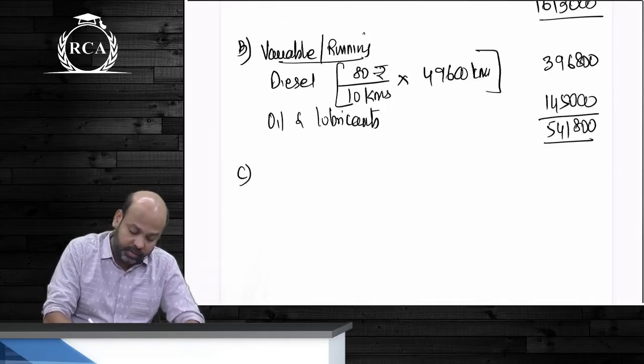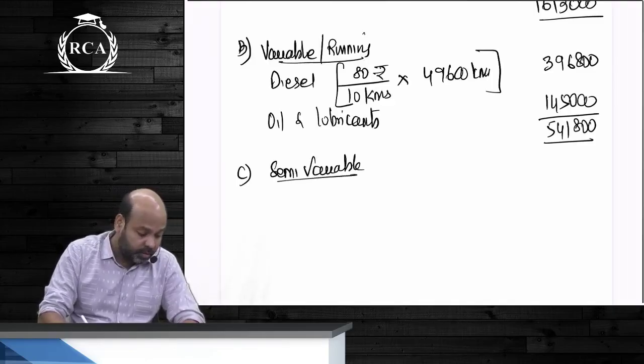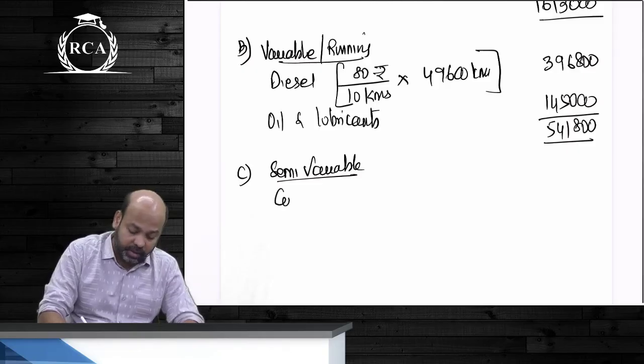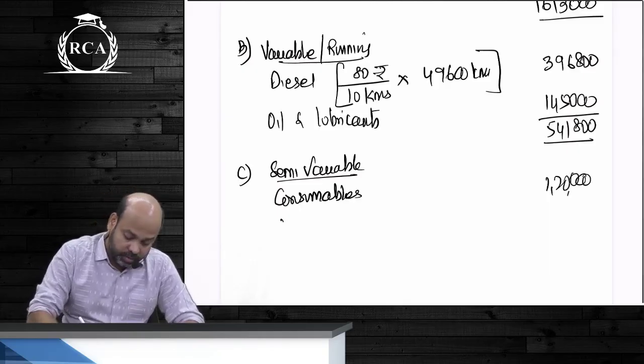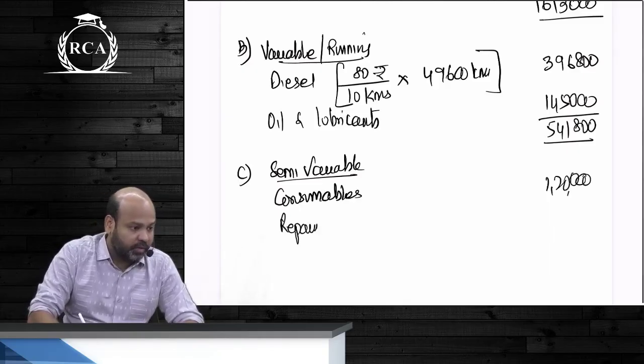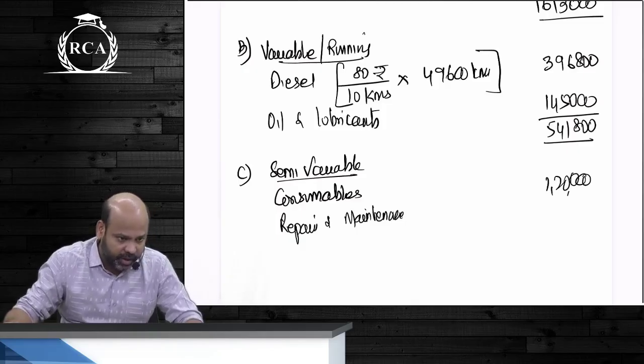Next, semi variable, beta. You will have repairs and maintenance, consumables. Consumables how much, beta? 1 lakh. Oil and consumables, beta, is directly vehicle usage.